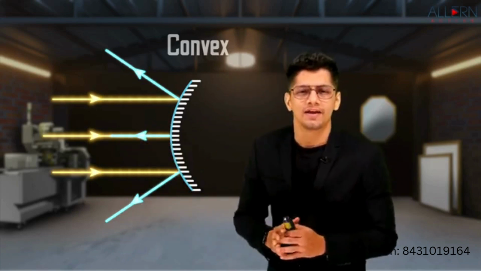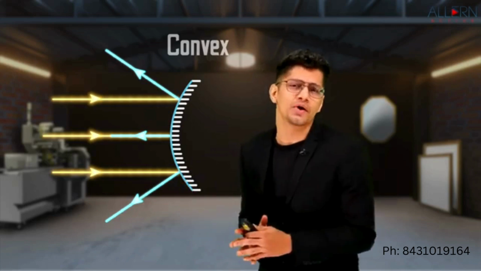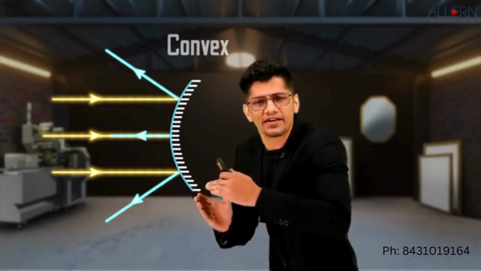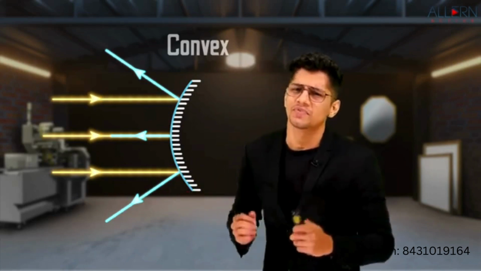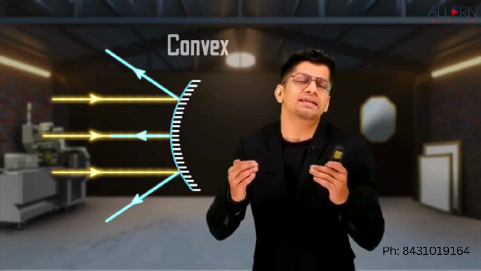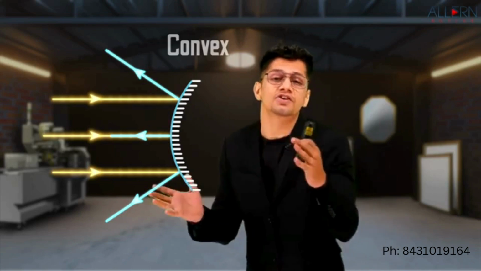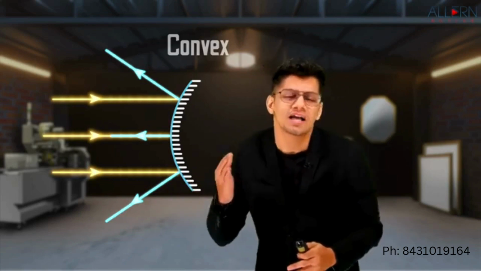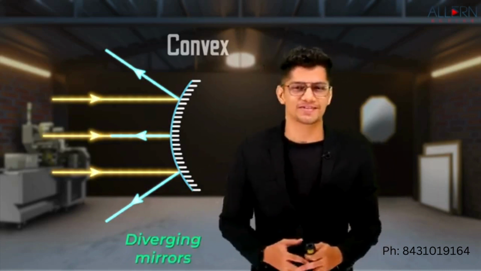Now, if you see properly, all the three rays of light that you see over here, are they coming towards each other or moving away from each other? Away from each other, right? This in technical terms is called diverging. So convex mirrors are diverging mirrors.